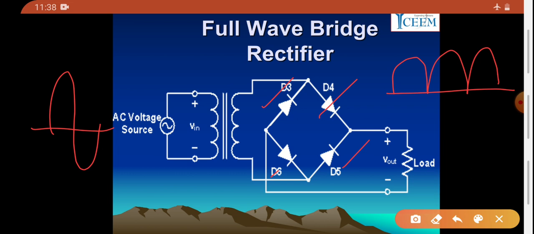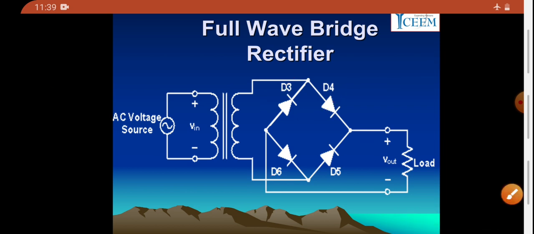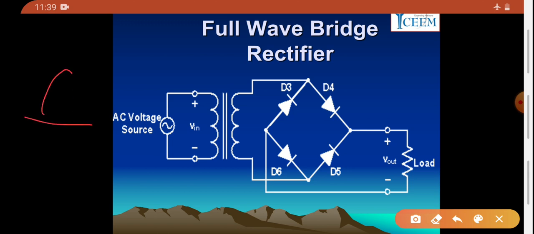The only difference is that here two diodes are conducting at a time. We will consider the positive half cycle. For this positive half cycle, this is the positive terminal and this will be negative. Note that there is no center tap transformer, only a transformer having two terminals. As this is the positive terminal, it is connected with the anode of D4, therefore D4 will be on, and it is connected to the cathode of D3, therefore D3 will be in off condition. So current will flow through D4 like this.